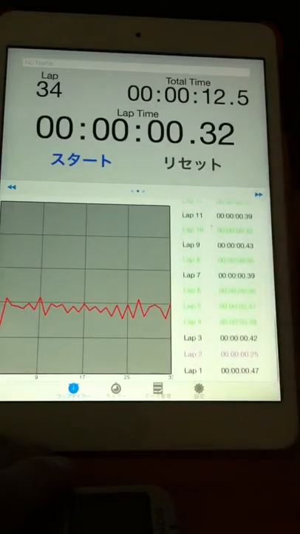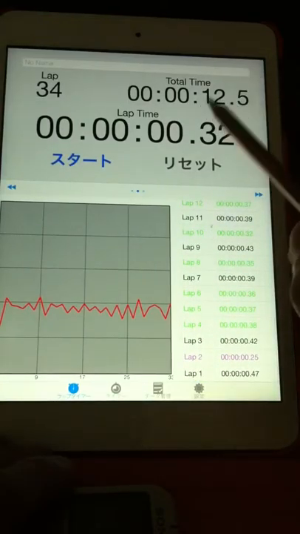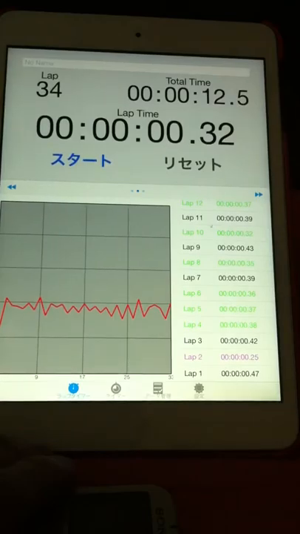At first, this is 7.74 seconds, 7.4. So at first, the difference is 22. It's 30.